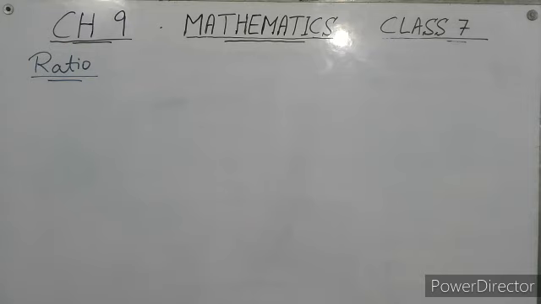Our today's topic is ratio. Before I start ratio, I would like to define a term, quantity. Anything which can be counted or measured is called a quantity. Now I define ratio. Ratio is used to compare the relation between two or more quantities of the same kind with the same unit.